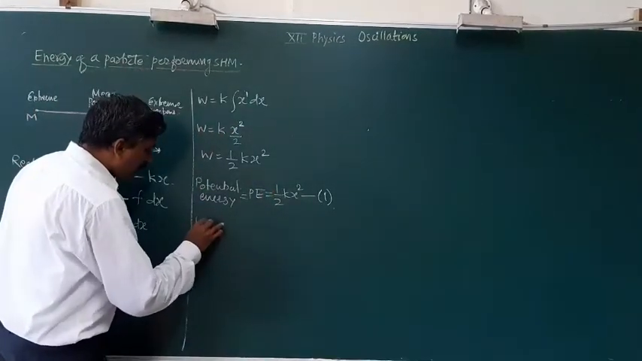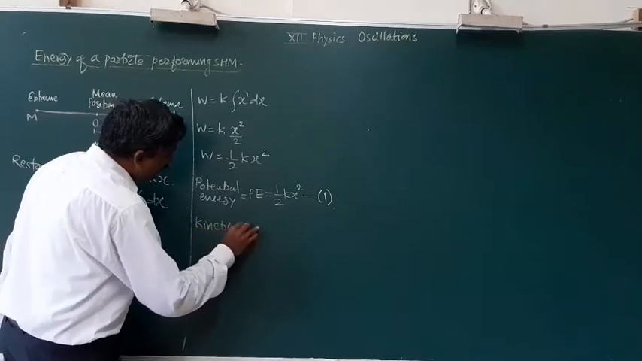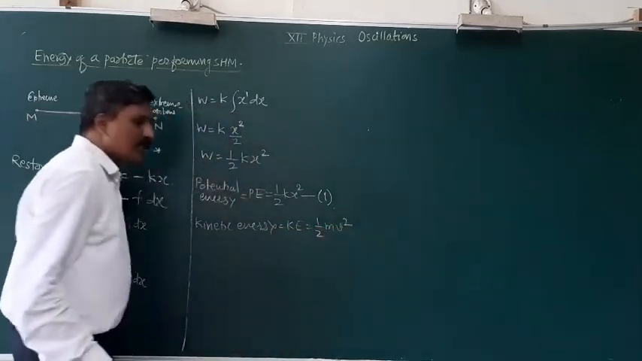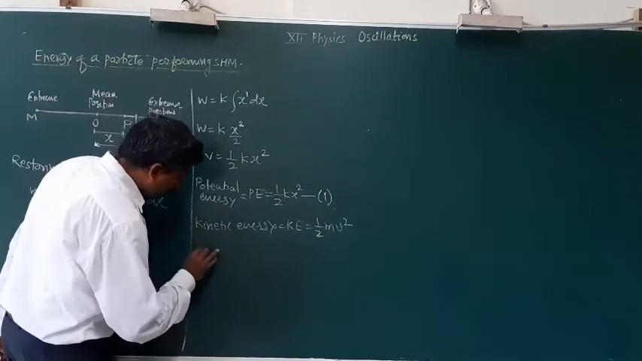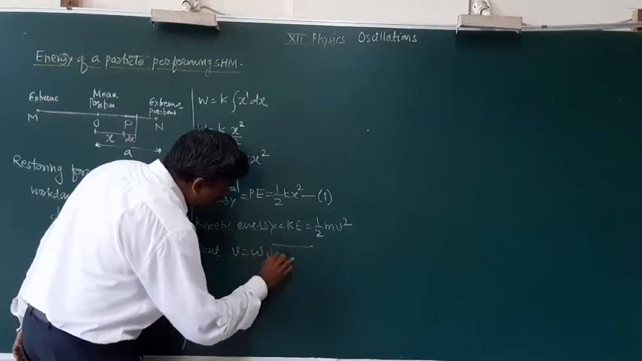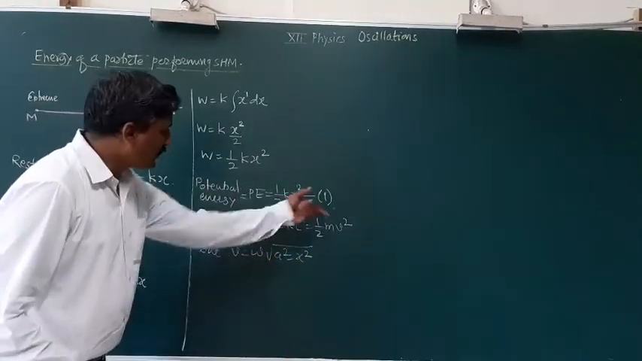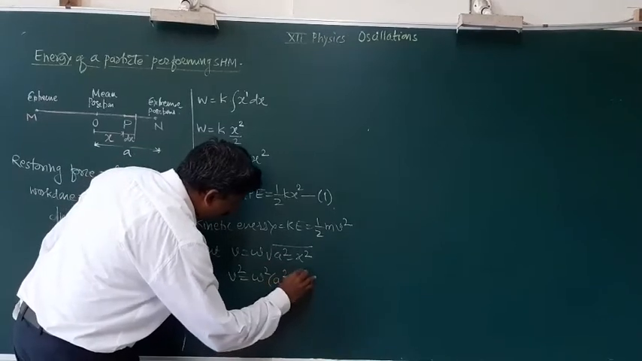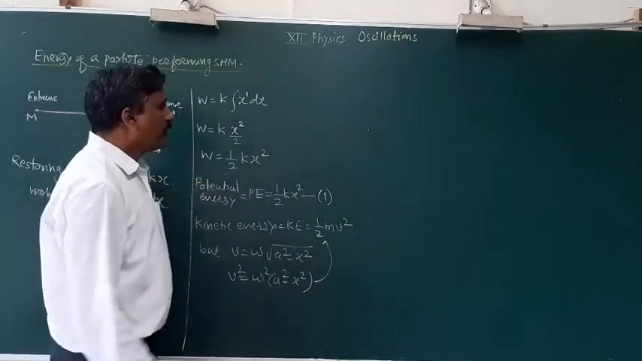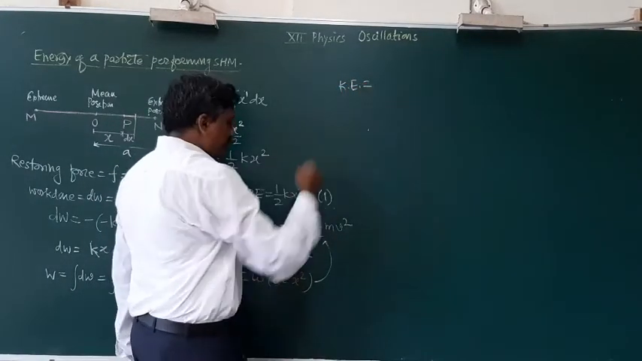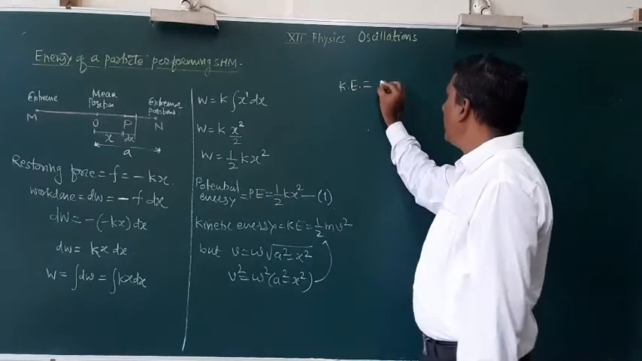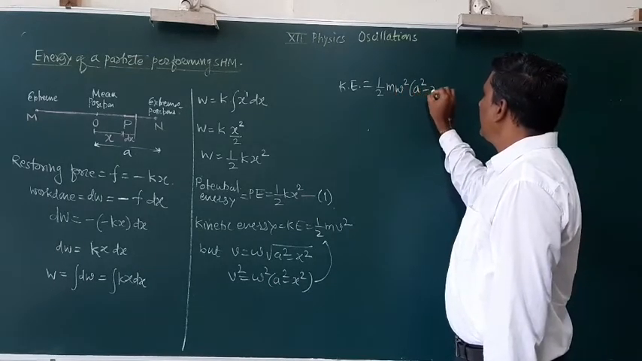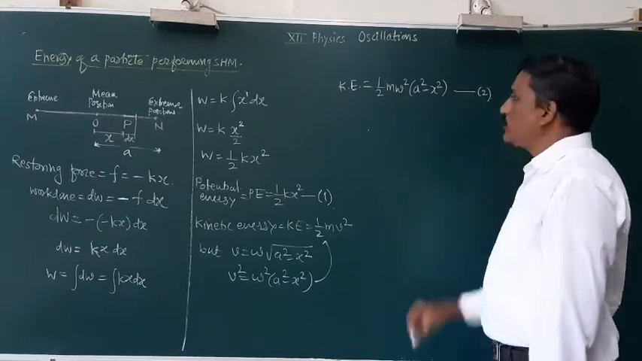Now we calculate the kinetic energy. What is the basic formula for kinetic energy? It is very simple. Kinetic energy is given by half of mv square. But what is v? V is the velocity of the particle, and it is given by omega into square root of a square minus x square. Then v square becomes omega square in bracket a square minus x square. Let me substitute here. Then my kinetic energy becomes half of m into omega square in bracket a square minus x square. This is my second equation.